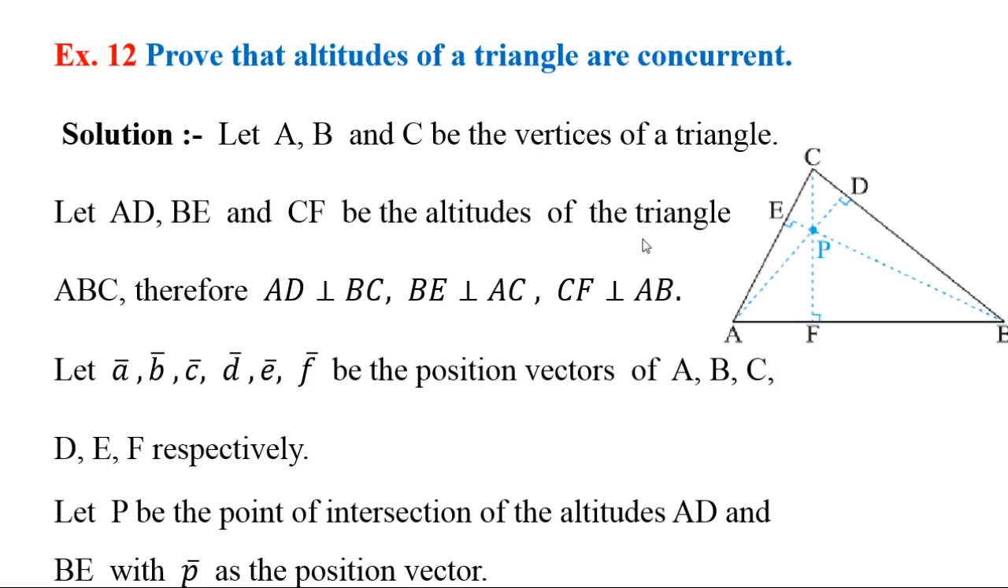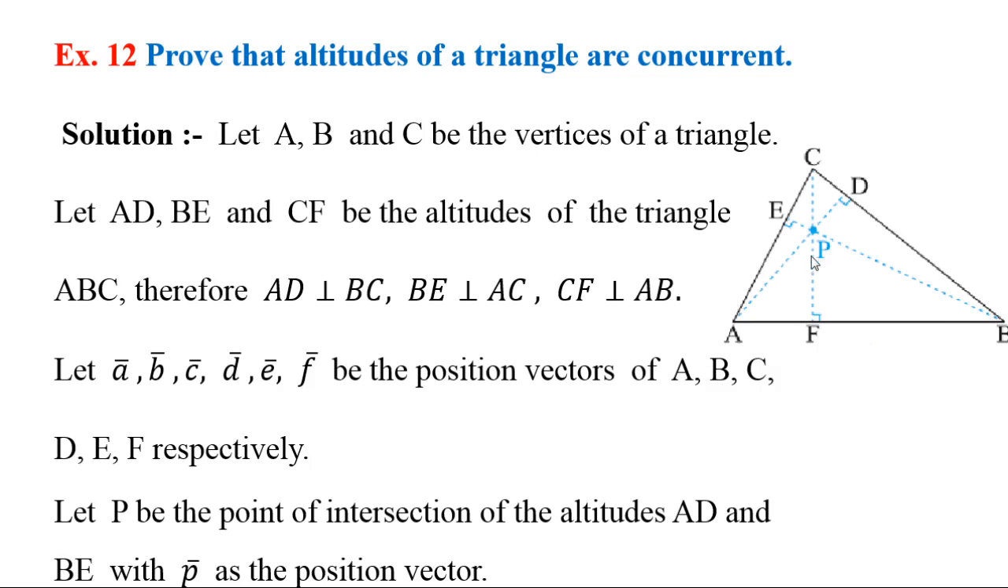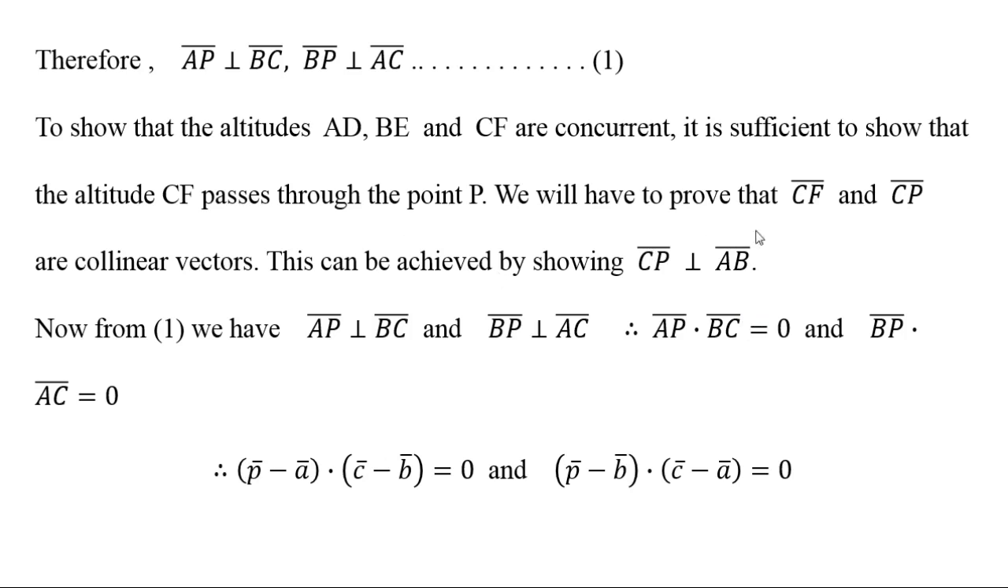Okay. So let me give the names. Suppose A bar, B bar, C bar, D bar, E bar, F bar be position vectors of these points, and let two of the altitudes, altitude AD and altitude BE, intersect in P, and suppose position vector of point P is P bar. So AP is perpendicular to BC, BP is perpendicular to AC, and because of this their dot product is 0.